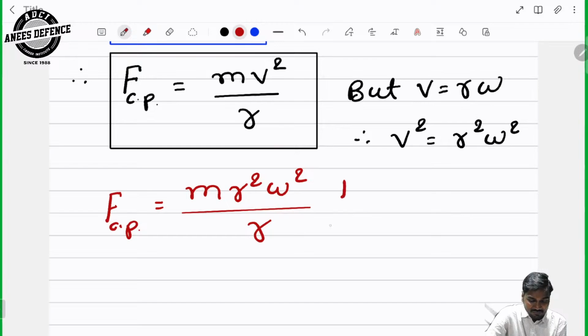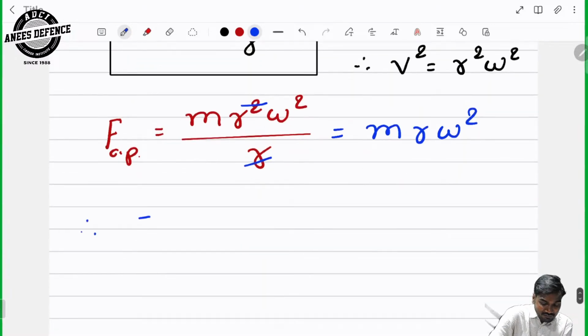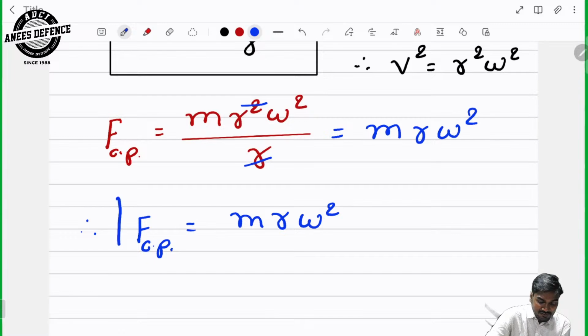This R will come here. So cancel R, one R will be cancelled. What will be the remaining term? M R omega square. Understood? So another formula for centripetal force is M R omega square. Is it clear? Yes, sir.